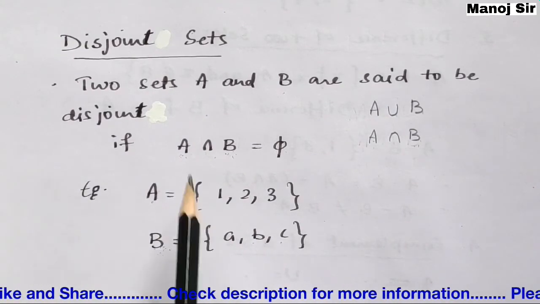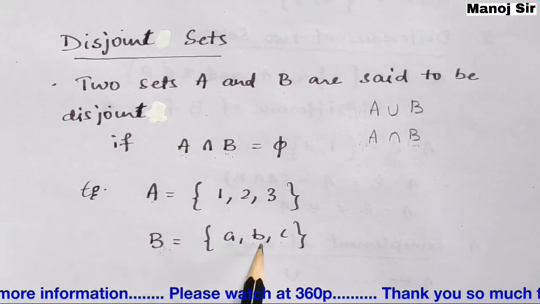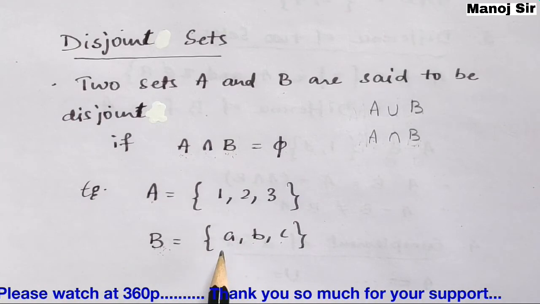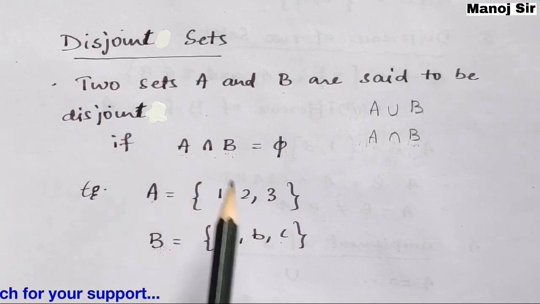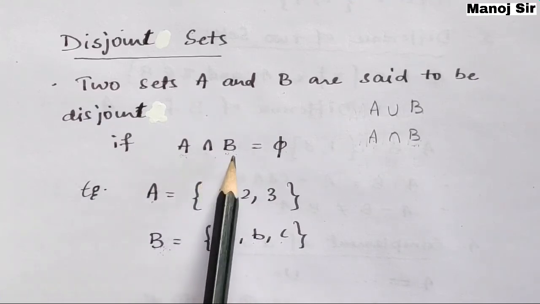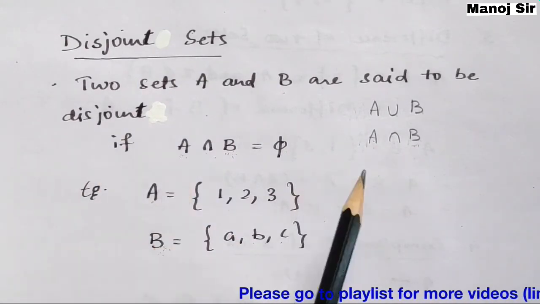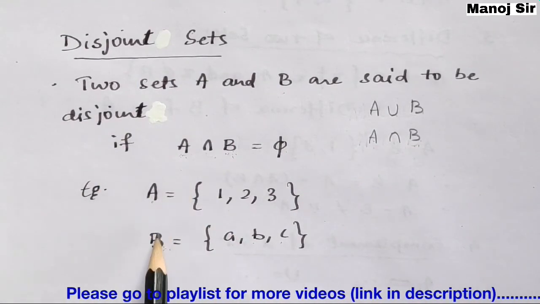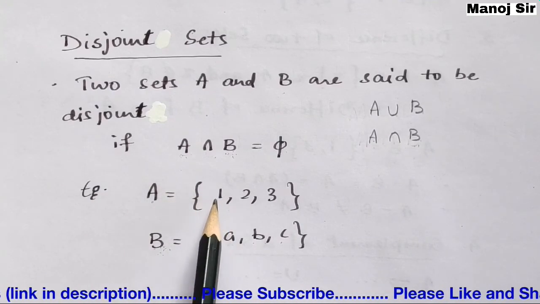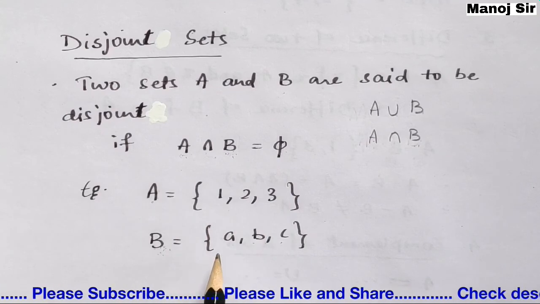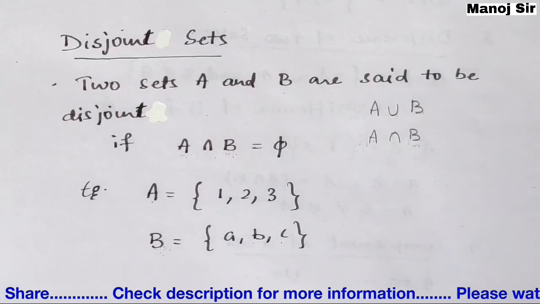But the elements that are in A and that are in B, nothing is common between A and B. Here you can see there is nothing common between set A and set B. So we can say set A intersection set B is equal to phi. Disjoint sets have nothing to do with the cardinal number. Here the cardinal number is the same, but the members of this set are 1, 2, 3 and here the members are a, b, c. Nothing is common, so these two sets A and B are said to be disjoint sets.